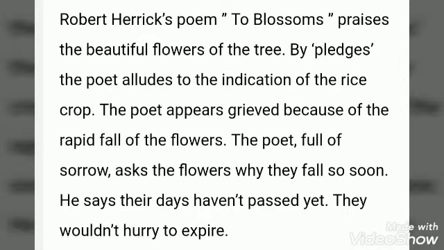So, if we move towards the poem, Robert Herrick's poem To Blossoms praises the beautiful flowers of the tree. By blossoms, the poet alludes to the indication of the rich crop. The poet appears grieved because of the rapid fall of the flowers. The poet, full of sorrow, asks the flowers why they fall so soon. He says their days have not passed yet. They would not hurry to expire.